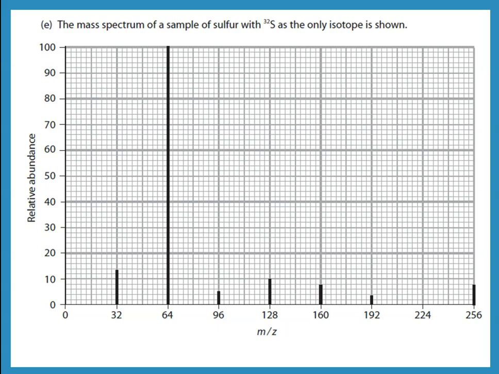The next question says the mass spectrum of a sample of sulfur with sulfur 32 as the only isotope. That means that these peaks are not due to different isotopes, they're actually due to different molecules. So 32, the lowest m over z here, that is actually a peak due to one atom, our monatomic molecule. 64 is 2 of them, and so on.